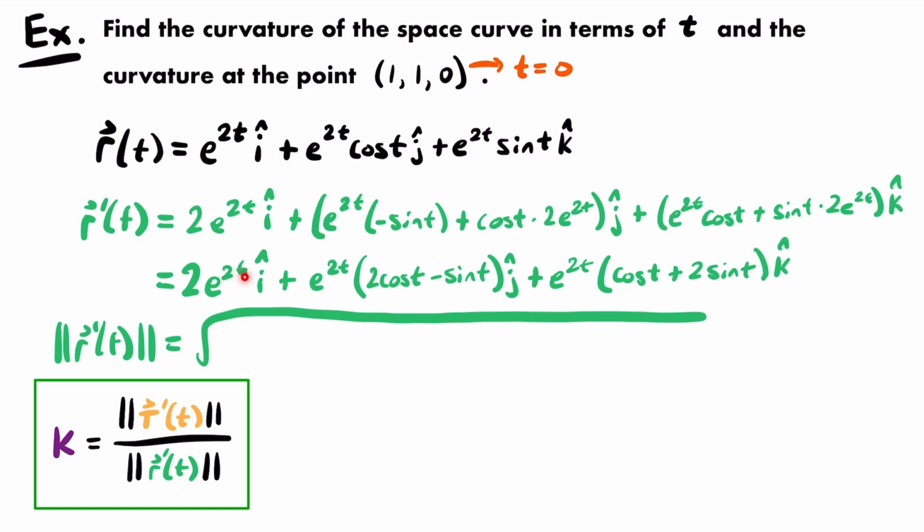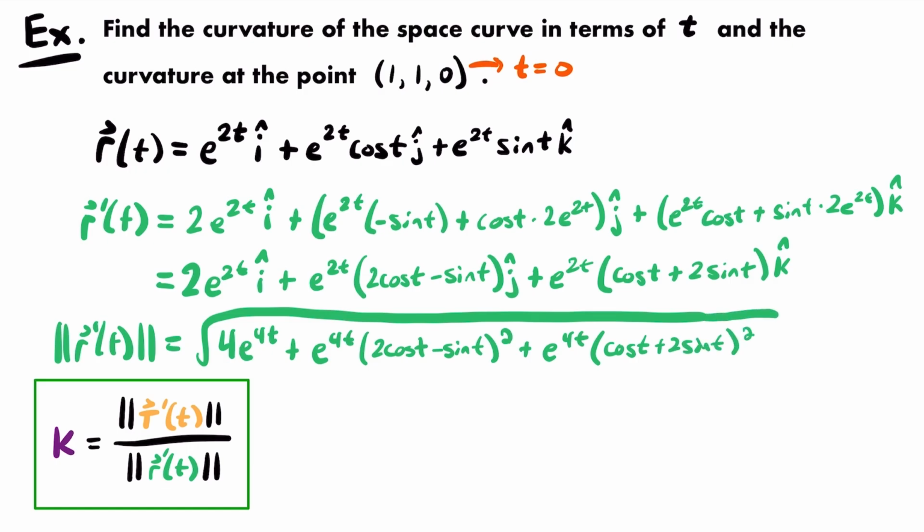So 2 times e to the power of 2t squared is 4 times e to the power of 4t, right? When you square e to the power of 2t, you multiply the exponents. So 2t becomes 4t, and then you'll have plus e to the power of 4t times this quantity squared. So we have 2 times cosine t minus sine t squared plus e to the power of 4t times this quantity squared. So we have cosine t plus 2 sine t squared.